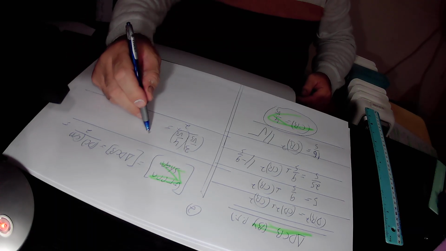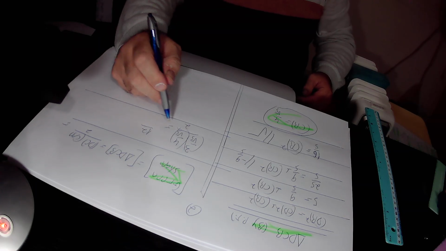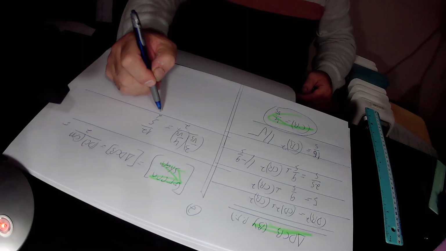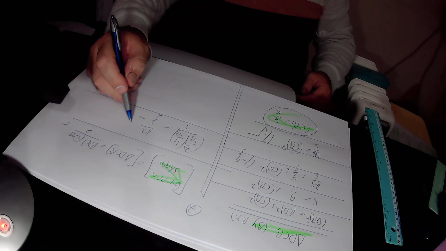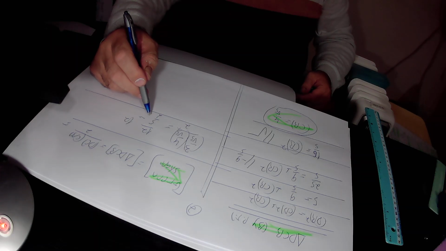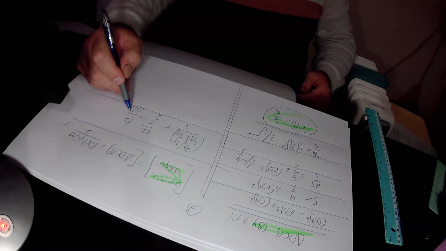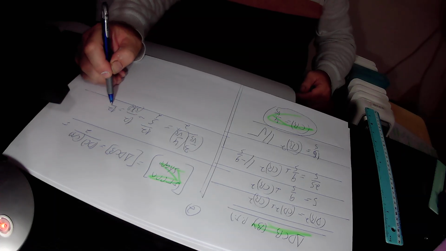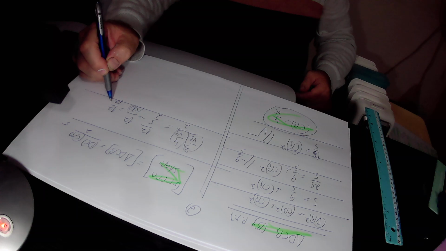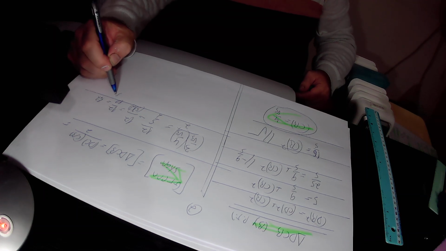3 times 4 is 12, so in the numerator we have 12. Square root of 5 times square root of 5 is 5, divided by 2. So in total this expression equals 12 over 5 times 2, which is 12 over 10, that is 1.2 square units in its size.